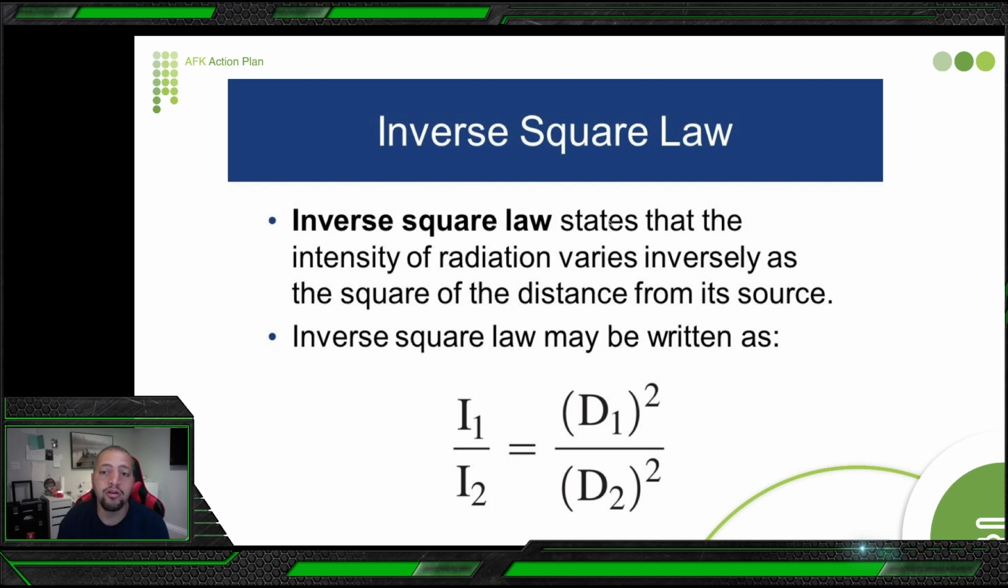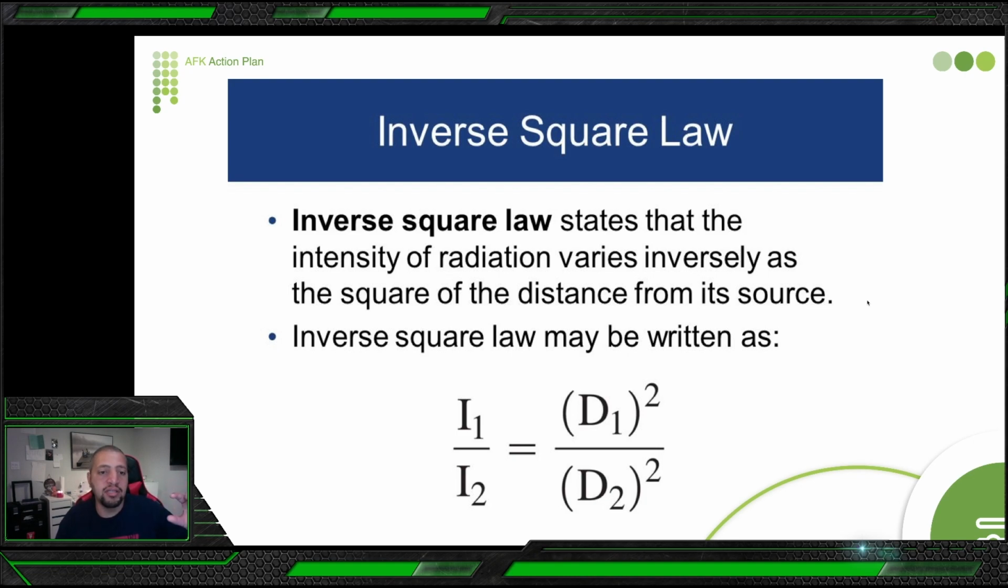This inverse square law states that the intensity of radiation varies inversely as the square of the distance from its source. Meaning, if you increase the distance from the target to the source double, you should increase the exposure 4 times, as its inverse. It's not like we increase it one, no, we increase it double. So the inverse square law is written this way.